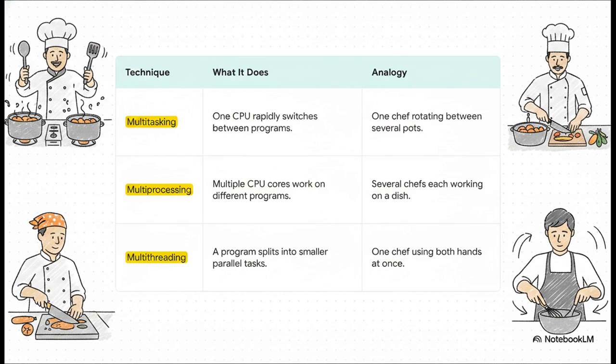Okay, so let's wrap this all up with that kitchen analogy. Multitasking, that's one chef frantically rotating between a bunch of different pots on the stove. Multiprocessing, now you've got several chefs in the kitchen and each one is working on their own separate dish. And multithreading, that's one super skilled chef using both hands at once, chopping veggies with one hand, stirring a sauce with the other, all to get one single dish done faster.